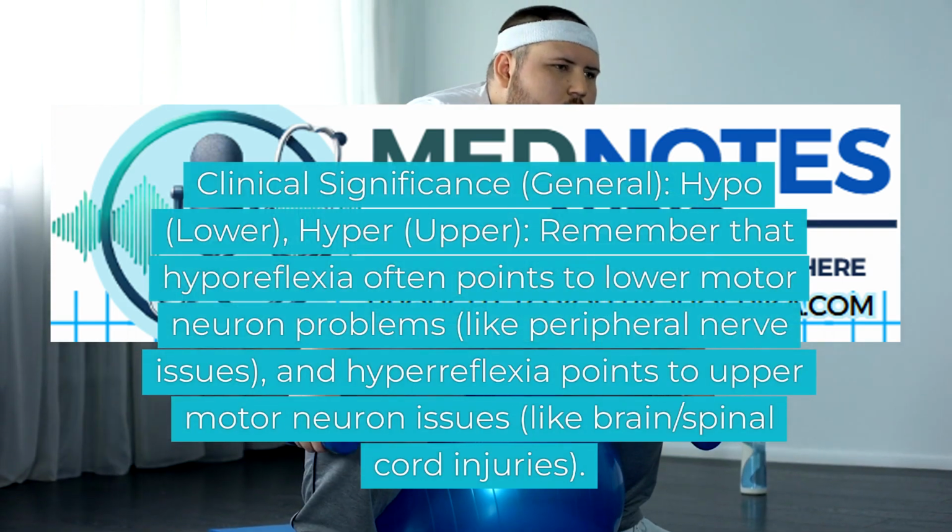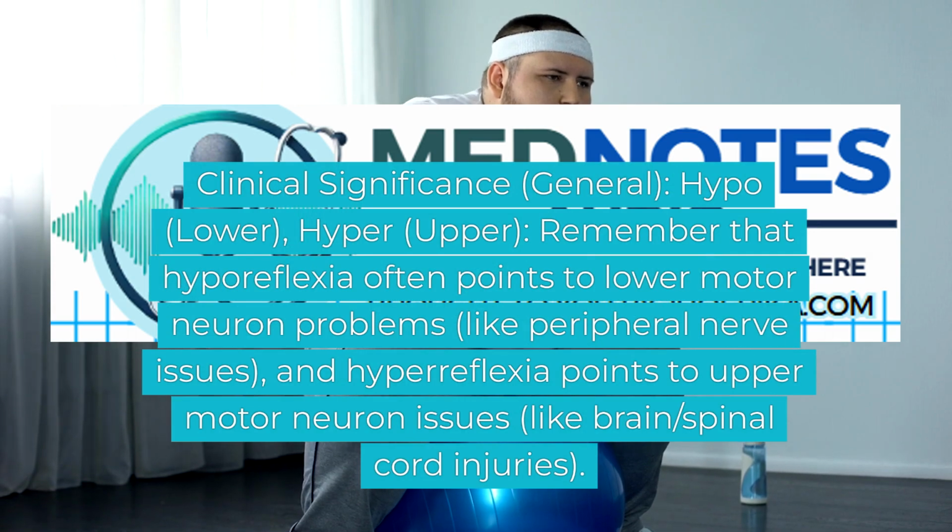Clinical significance, general: hypo, lower; hyper, upper. Remember that hyporeflexia often points to lower motor neuron problems, like peripheral nerve issues, and hyperreflexia points to upper motor neuron issues, like brain and spinal cord injuries.